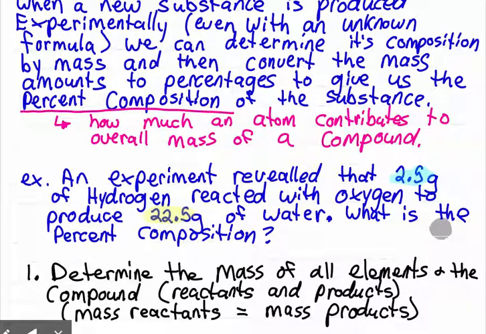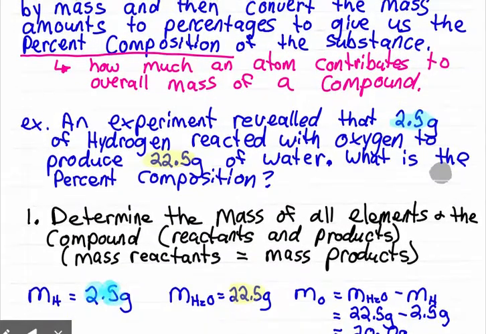We don't have the mass of the oxygen, but you should remember that the mass of the reactants has to equal the mass of the products. So we can calculate, at the bottom of my screen, the mass of oxygen, because it's going to be the mass of the water subtract the mass of the hydrogen. So we write out our formula, we sub in our numbers, and we find that the mass of oxygen is 20.0 grams. So that's the first step. We need mass information for everything involved.